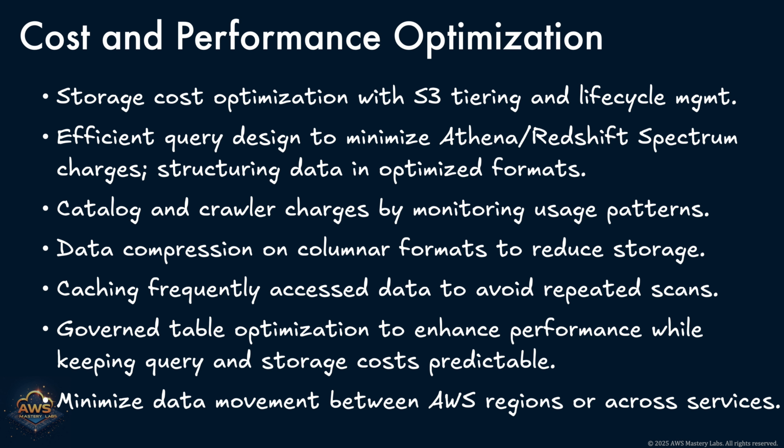Next, consider query costs, especially with services like Amazon Athena or Redshift Spectrum, where you're billed per terabyte scanned. To minimize this, structure your data using efficient columnar formats such as Parquet or ORC, and apply smart partitioning strategies to limit how much data is read during a query. Another tip, apply compression to your datasets. Formats like Snappy or ZSTD reduce both storage footprint and scan time, further optimizing both cost and performance.